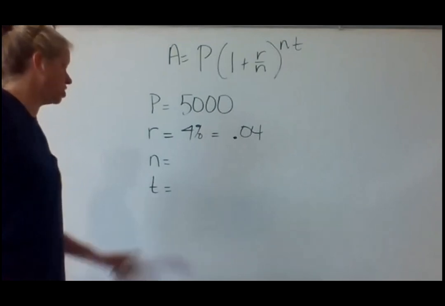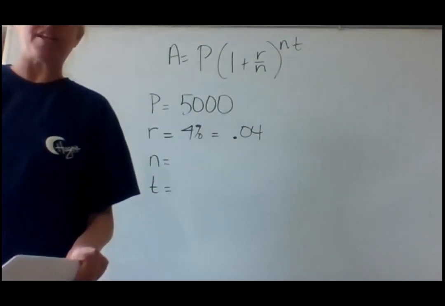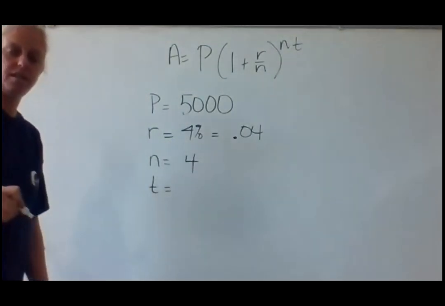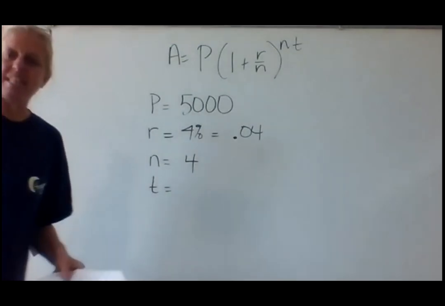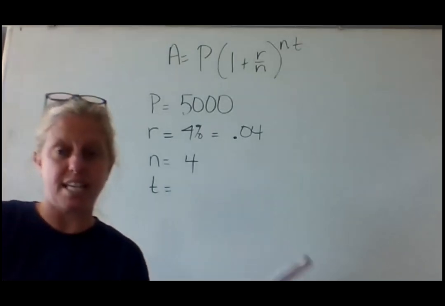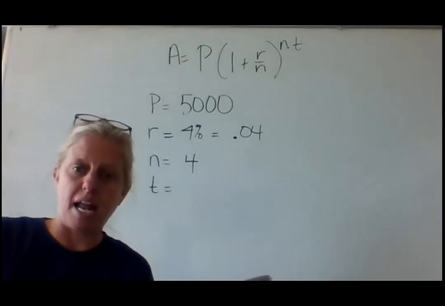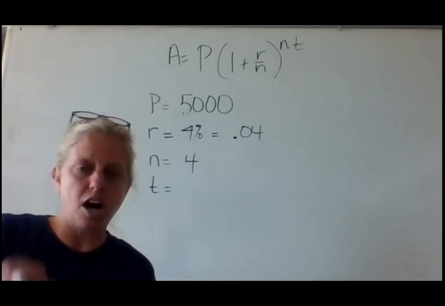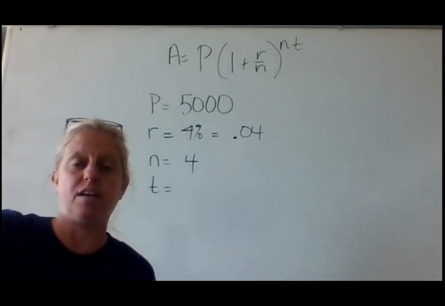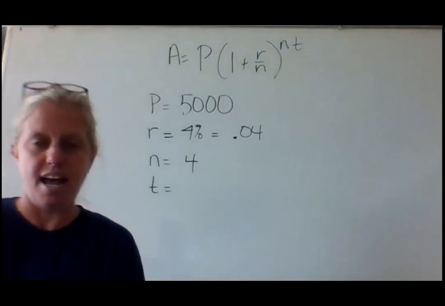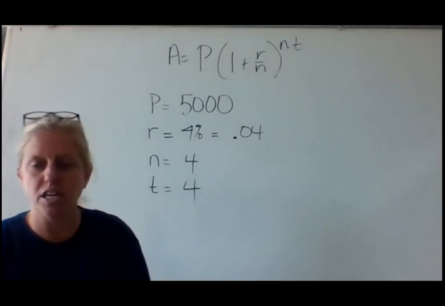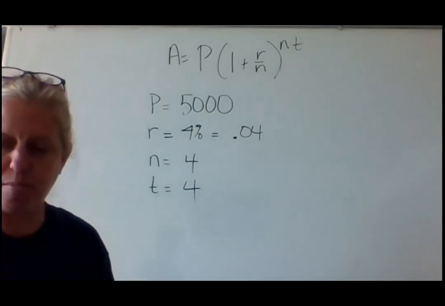It says it's compounded quarterly. Remember, the n is the number of times you're compounded a year. If it's quarterly, it's 4 again. Do I know the t, the number of years? Let's listen to the question again. On Melissa's 6th birthday, she gets this money. It matures on her 10th birthday, which means how long has it been invested if she got it on her 6th birthday and it matured on her 10th? That means it's been invested for 4 years. I know all of that information.